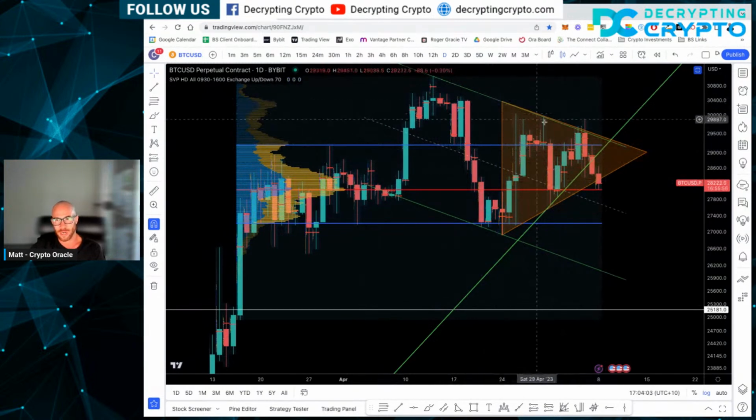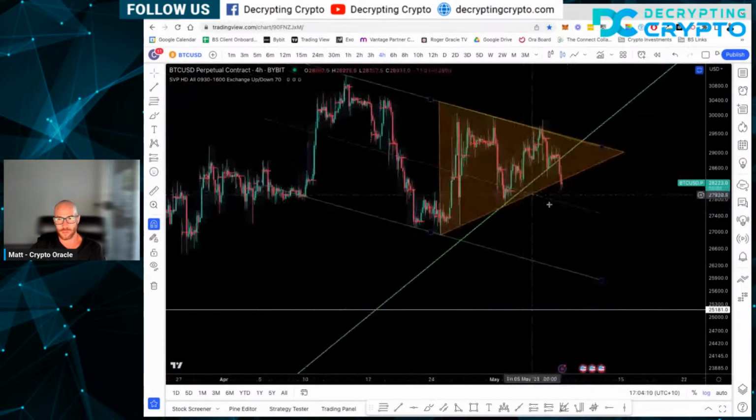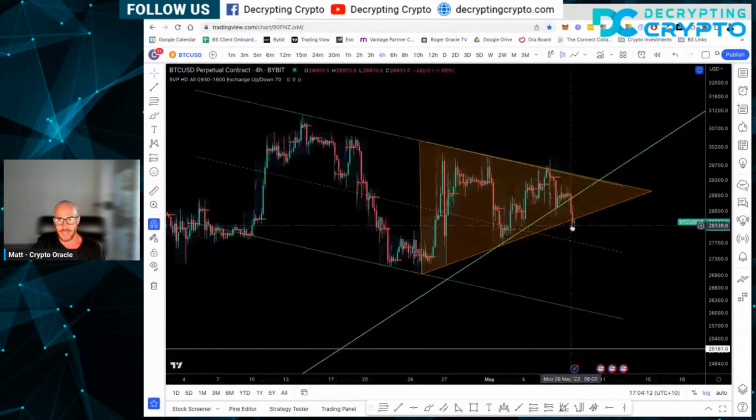What I'm looking at right now is obviously this triangle pattern that we've developed, and we've broken outside this triangle. Now that I've zoomed in a little bit more, you can kind of see that we've broken down from this triangle, which was basically, we have these three touches on this trend line, which constitute a bit of a triangle shape.